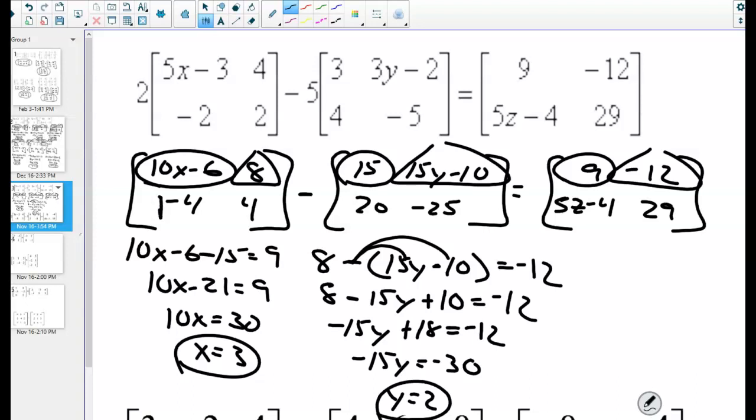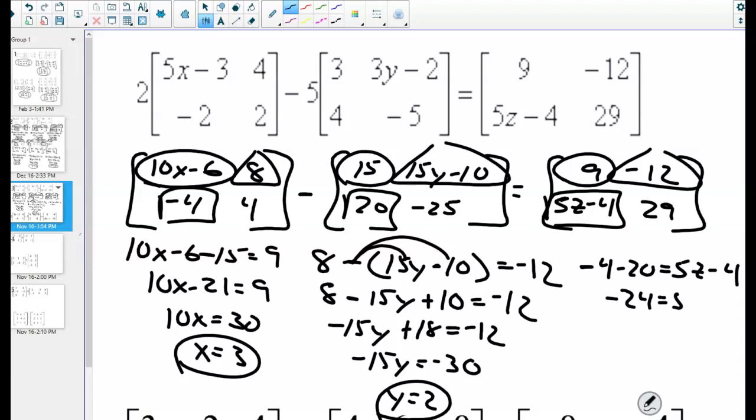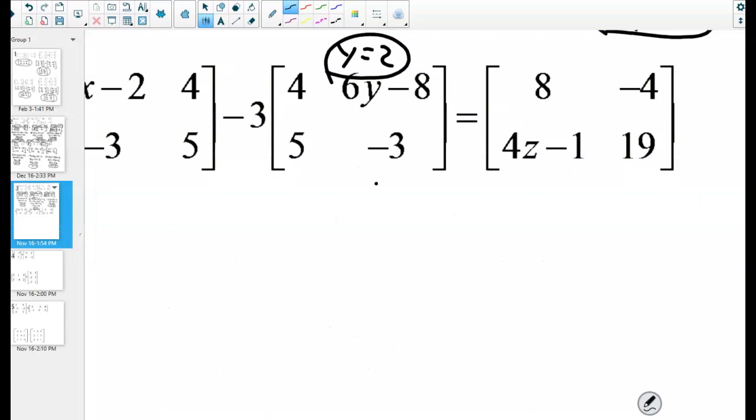Finally, negative 4 minus 20, 5z minus 4. Negative 4 minus 20 equals 5z minus 4. Negative 24 equals 5z minus 4. We add 4, we get negative 20. And my z equals a negative 4. And that's my answer.